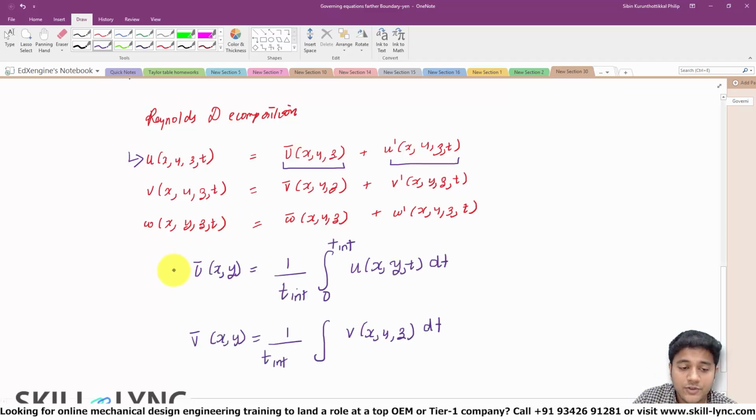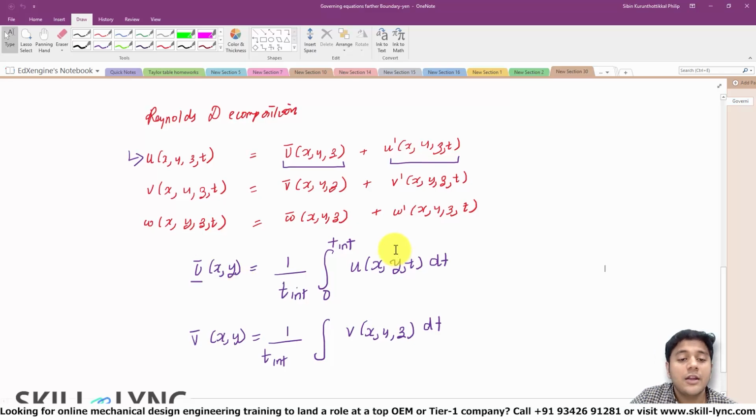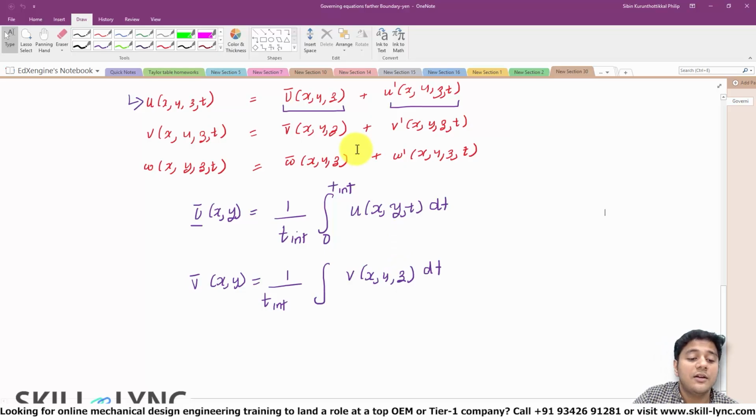Now, if we look at the expressions for u bar and v bar, these are nothing but time averages. So we take 1 by t int, where t int stands for the integration time, and we integrate the instantaneous velocity from 0 to t int. And that is why the u bar that you get is just a function of x and y, because since you're integrating it, you're computing an average quantity, right? And this average quantity doesn't change with time, and that is why u bar is only a function of x and y.